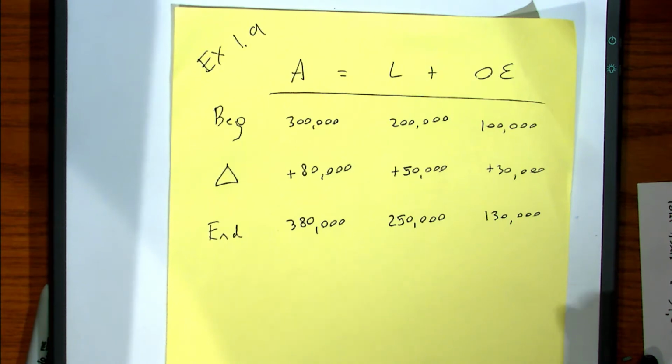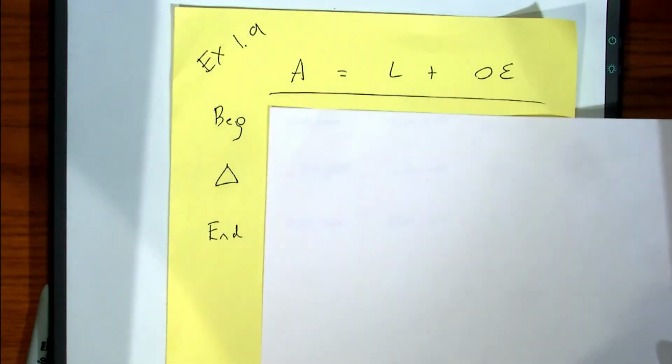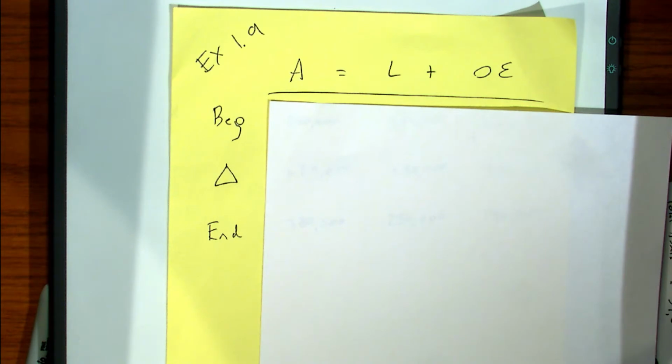B is pretty easy. Office store had assets equal to 123 and liabilities equal to 47 at year end. What is the equity? You tell me. 76,000. Okay, 76,000. Does that sound right? Yeah, 76,000. That was pretty easy, wasn't it? Let's do C, and let's use this same format, okay?